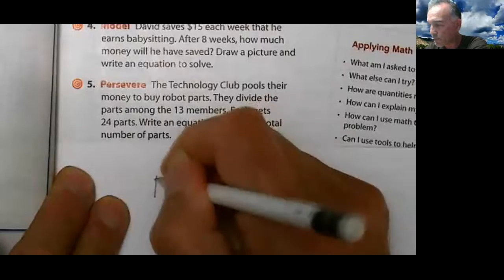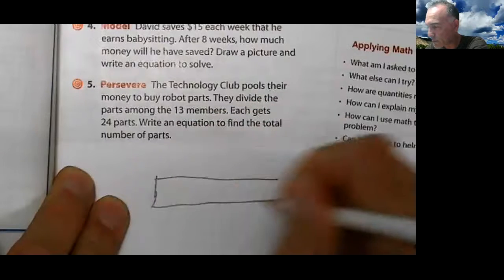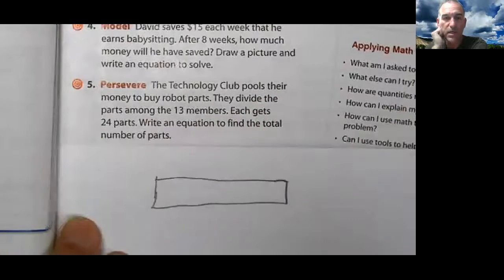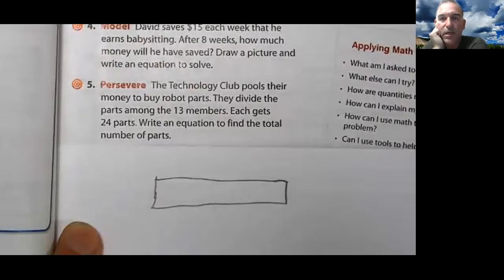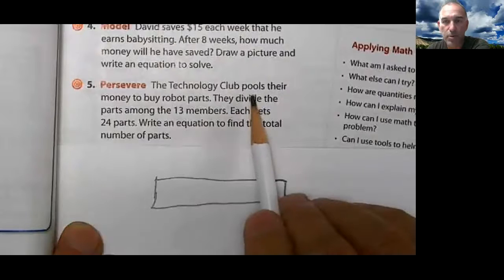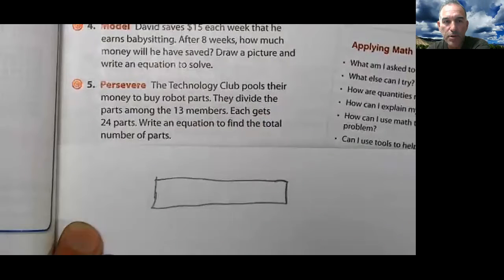I'm going to set up a unit bar like this. It reads, the Technology Club pools their money, which means they put their money together to buy robot parts. They divide the parts among 13 members. Each member gets 24 parts.